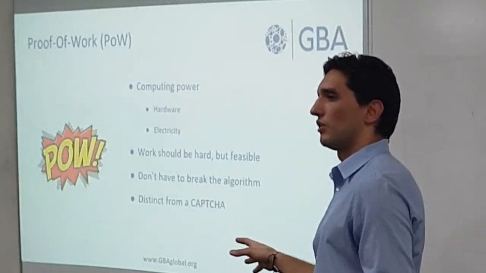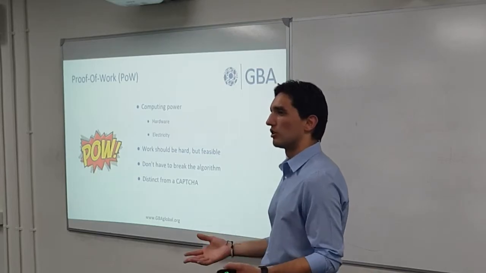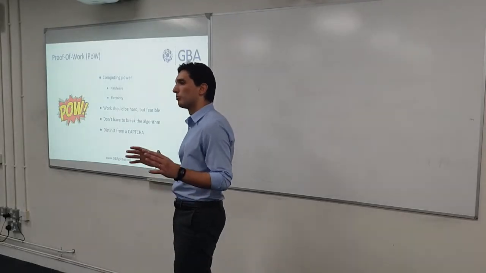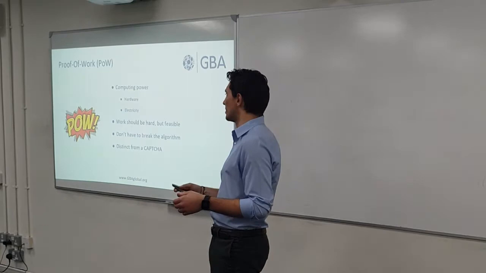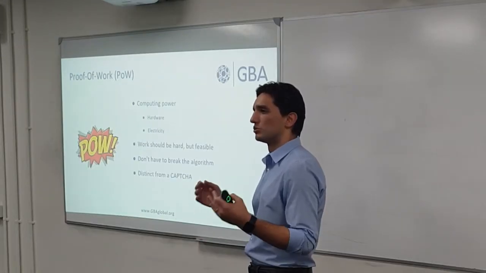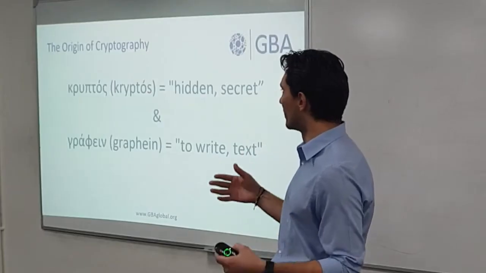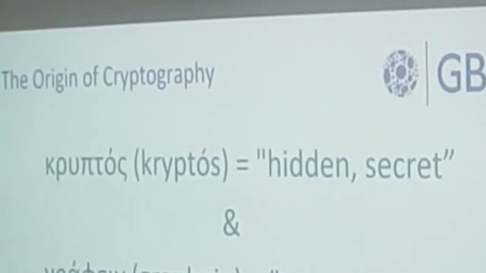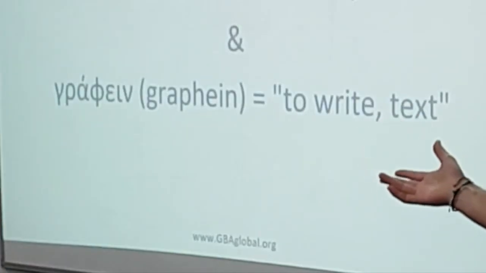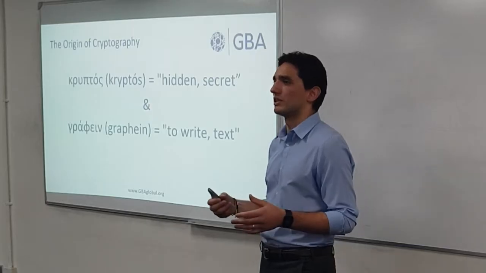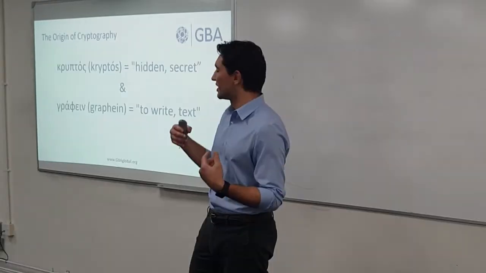This is the key of the blockchain. Proof of work is a consensus algorithm. It's a way to make sure that all computers in the network have the same version of the ledger, have the same truth. So cryptography comes from the Greek cryptos, which means hidden or secret, and graphy, which means to write or text. So basically it's like the secret text or the hidden text.